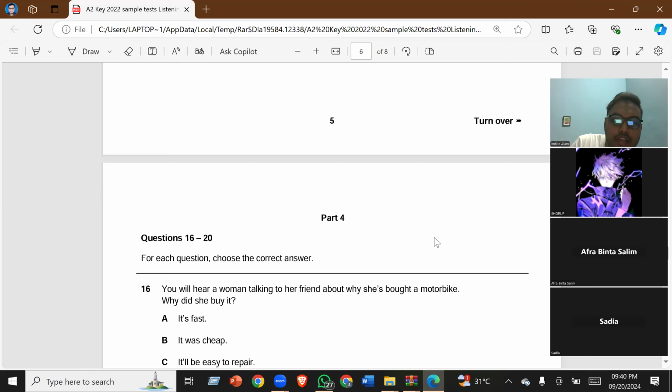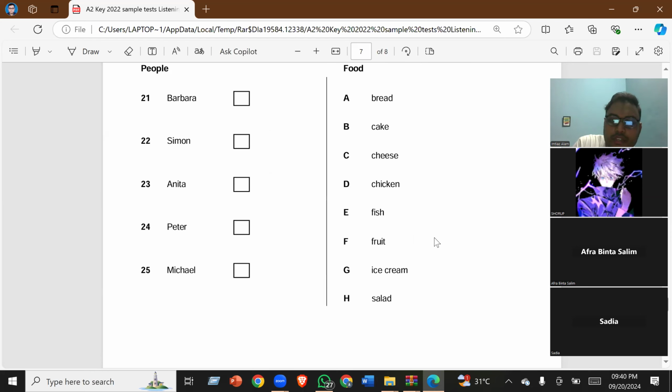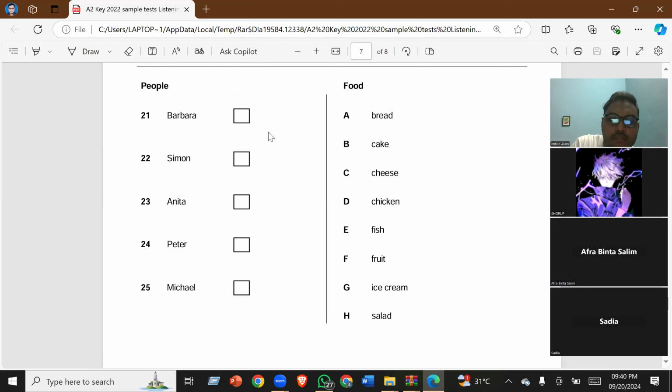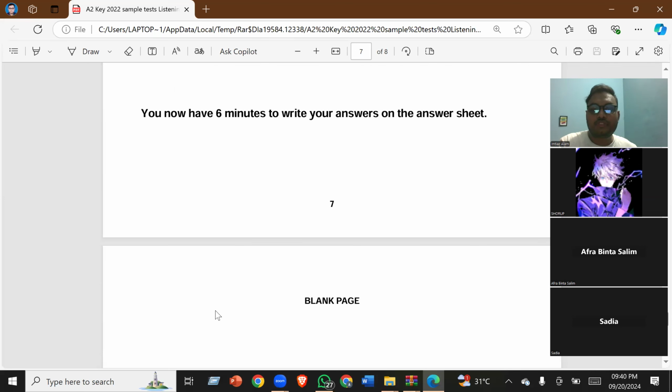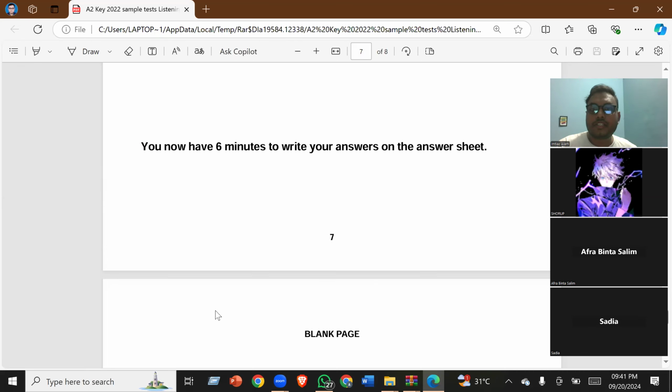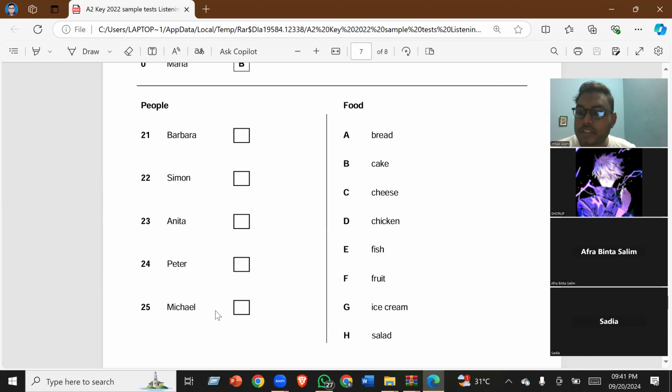And about part 5, you have to match this information. You have to match your left sides and your right sides. Suppose your answer, Simon is bringing fish, then your answer will be E. Don't write any word, you have to write only the letter. Suppose Michael is bringing salad, so your answer will be H. Don't write salad, you have to write only H. And then you will get 6 minutes to transfer your answers from the question paper to your answer sheet. So this is all about part 5, and this is all about your listening module.